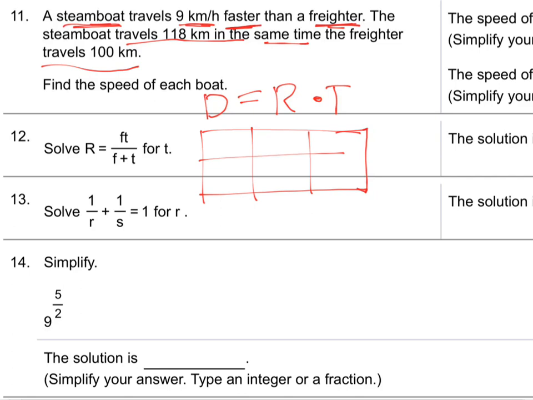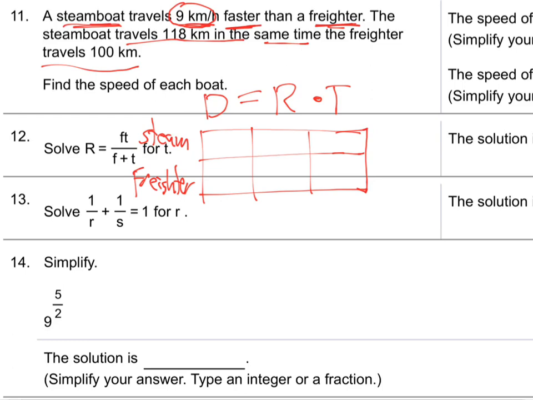The dirt equation. All right, and so we have a steamboat. So this is the steamboat, and this is the freighter. So top row is going to be the steamboat. Bottom row is going to be the freighter. It says the steamboat travels 9 kilometers faster. What do we do with faster? Faster is like saying more. 9 more. So the steamboat is x plus 9.